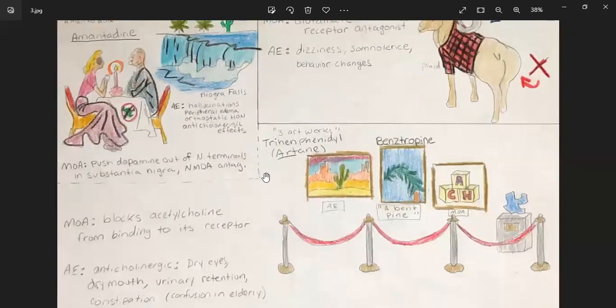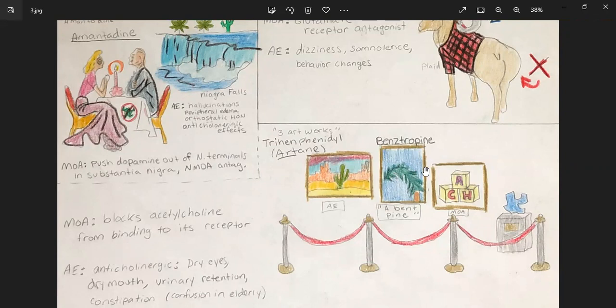Some other drugs for Parkinson's are, so in this picture, this is a museum. We have 3 pieces of artwork here. So 3 pieces of art for trihexyphenidyl. Brand name is Artane. So we have art, 3 pieces of art, so Artane. And then also one of the pieces of art is a bent pine tree. So it's bending over, benztropine.